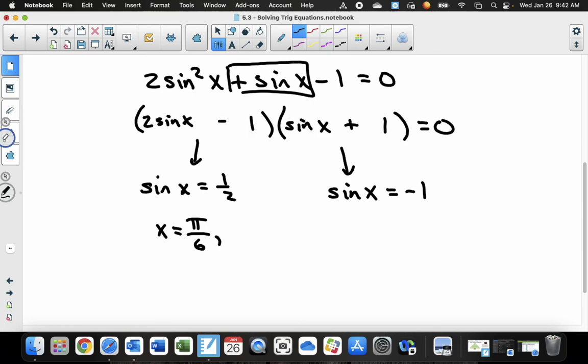Somebody said it. Stita, was that you? 5 pi over 6. Are there any other? Nope. Now this one's not a plus or minus, so there's your 2 answers from that part. How about the second part?